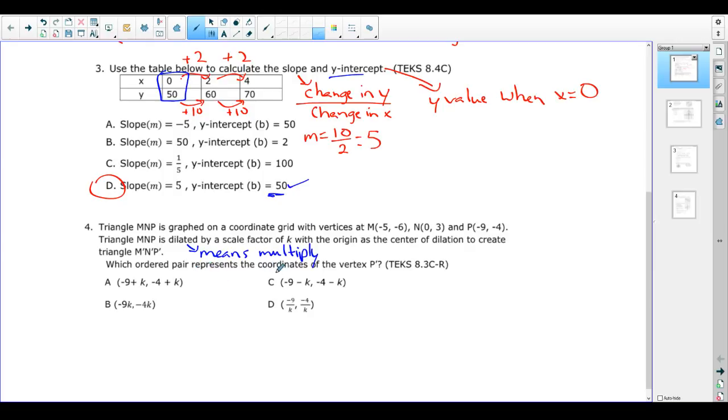Okay, so dilation means multiply. So this says plus, that's not it. This says minus, that's not it. This is a division sign, that's not it. The only one where you're multiplying is this one here. Why is it -9 and -4? It's because it's point P, and point P was at -9, -4, and they multiplied both those numbers by some scale factor K. That's it. Anytime it talks about dilation, you're looking for a rule with multiplication. If there's more than one, gotta think a little bit harder.